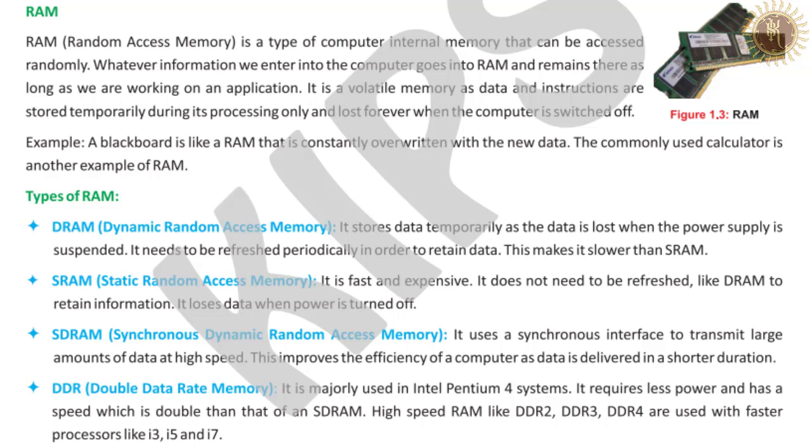DDR, double data rate memory. It is majorly used in Intel Pentium 4 systems. It requires less power and has a speed that is double that of SDRAM. High-speed RAM like DDR2, DDR3, DDR4 are used with faster processors like i3, i5 and i7.